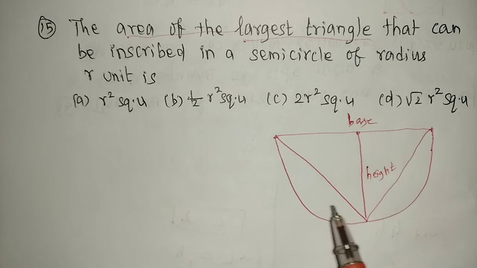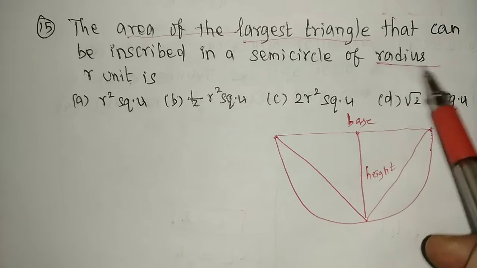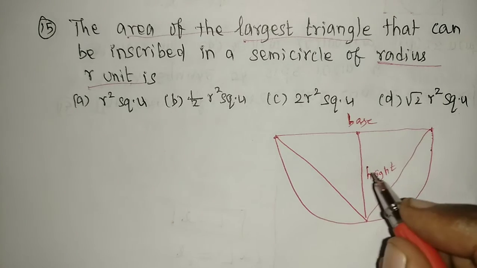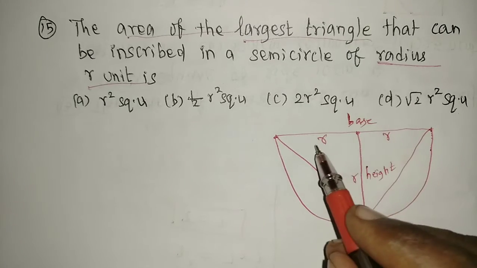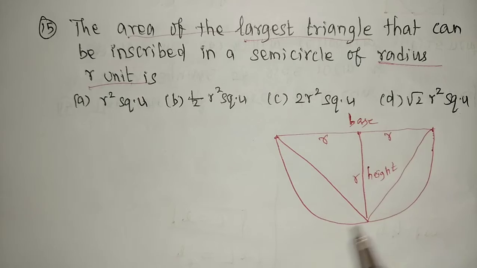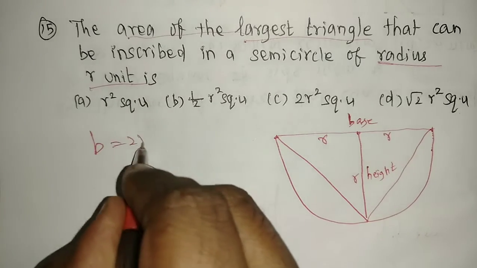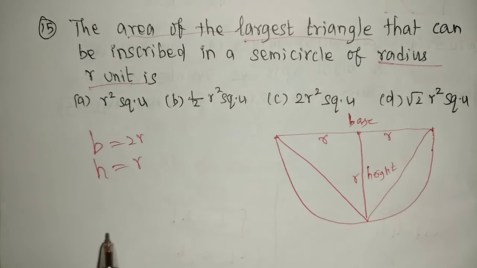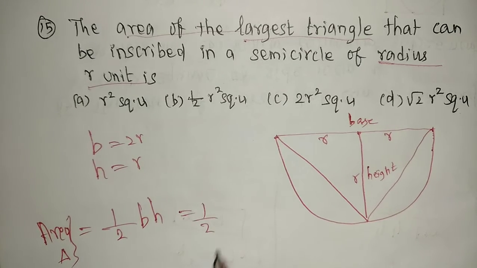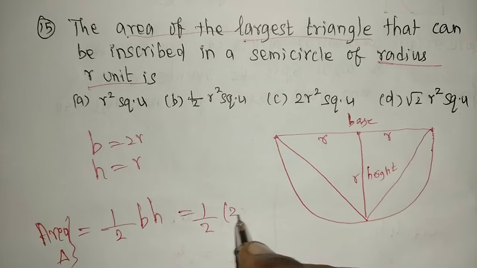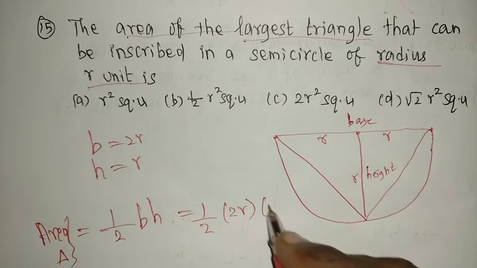Why did I do it like this? They said the radius of the semicircle is r unit. So the height is also r, and the base is 2r. So base equals 2r, h equals r. Then the area of a triangle, we know, is 1 by 2 base into height. So 1 by 2, base 2r, height r.